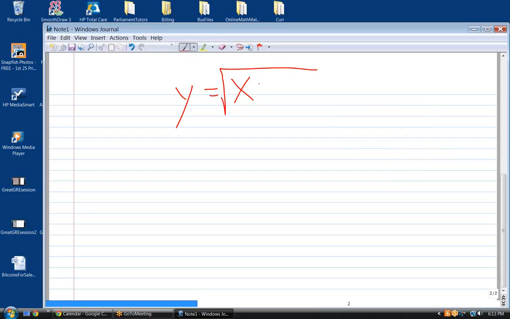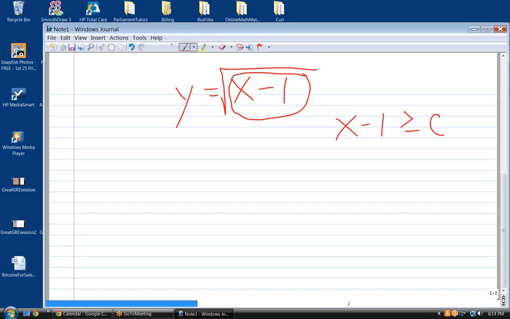But let's go one step further. How do we solve for the domain there? You take whatever's inside the square root sign. What does that have to be? The whole thing?